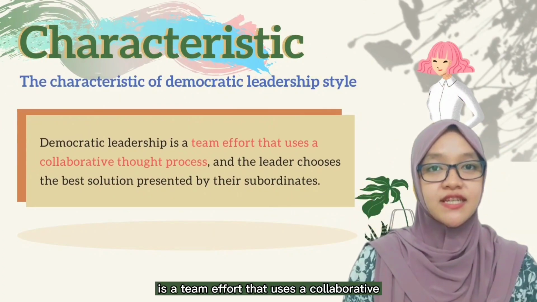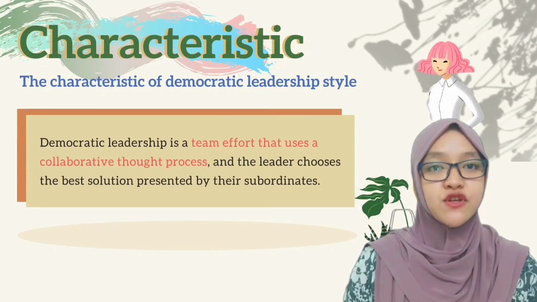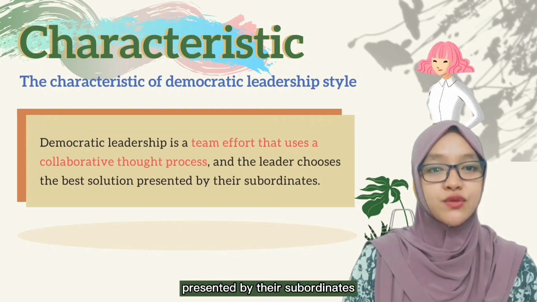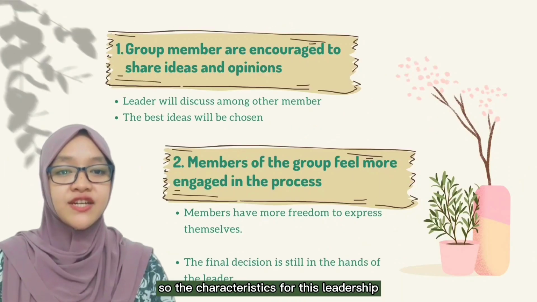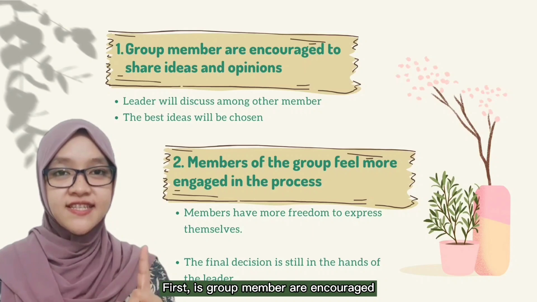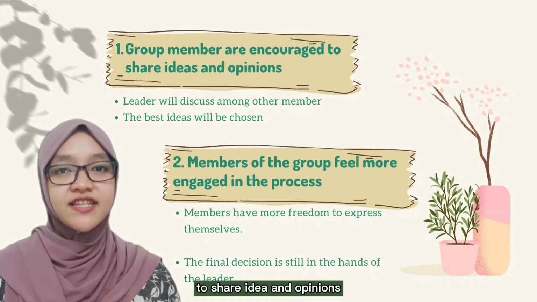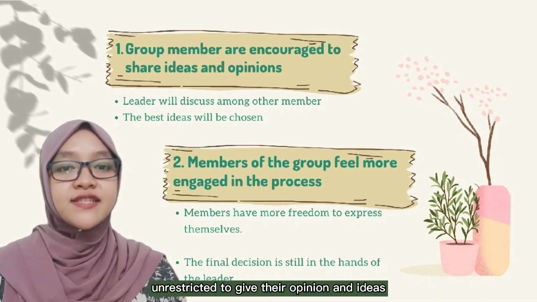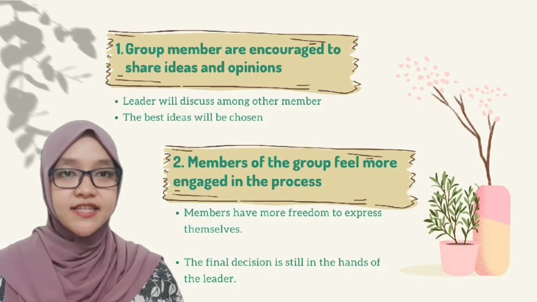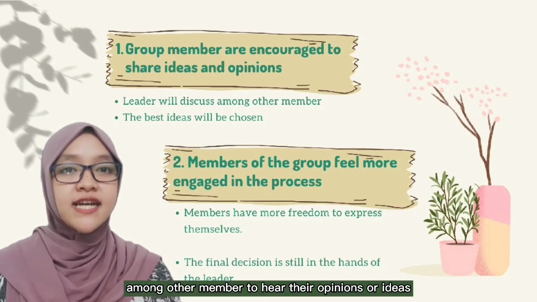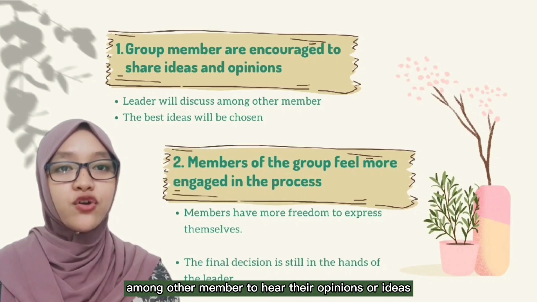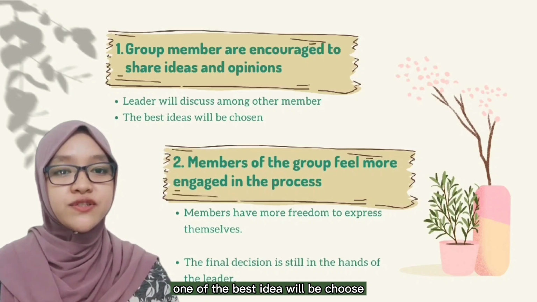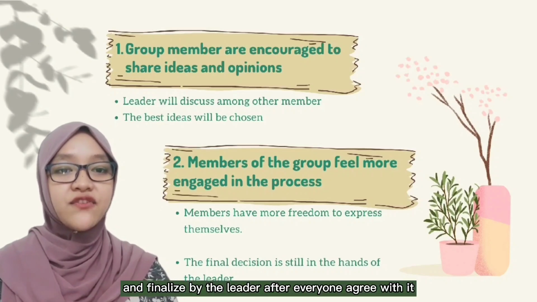Democratic leadership is a team effort that uses a collaborative thought process, and leaders choose the best solution presented by their subordinates. So, the characteristics of this leadership: first, group members are encouraged to share ideas and opinions. Even though the leader makes the final decision, group members are encouraged to give their opinions and ideas. The leader will discuss among the other members to hear the opinions or ideas. After discussing among themselves, one of the best ideas will be chosen and finalized by the leader after everyone agrees with it.